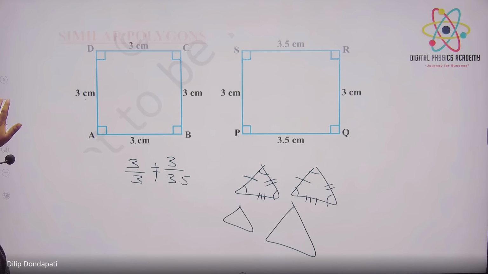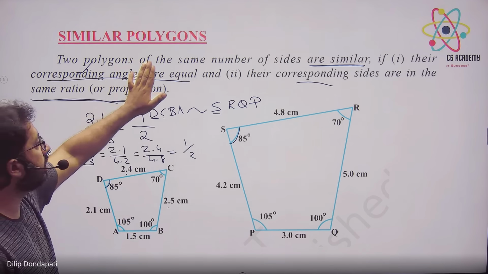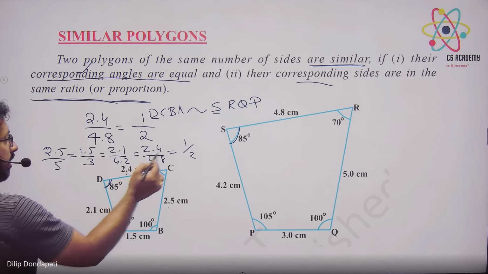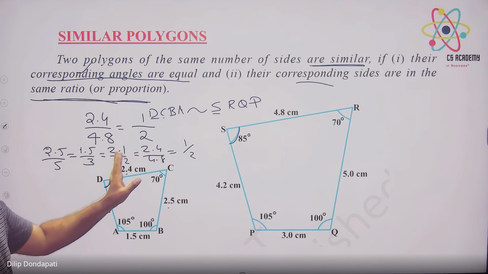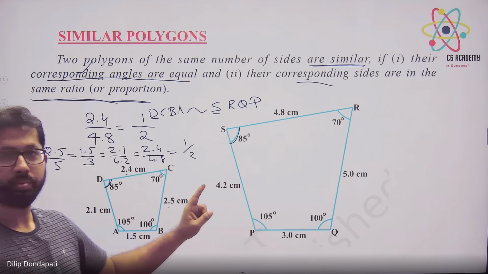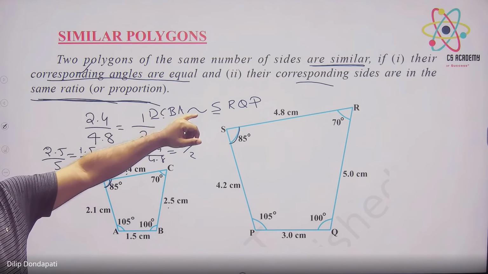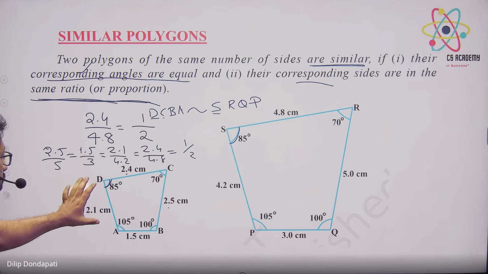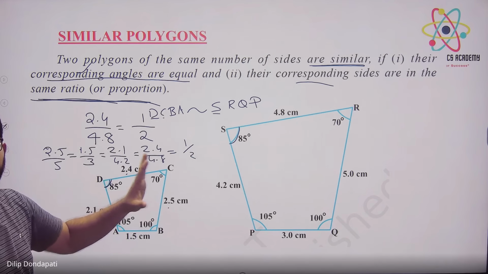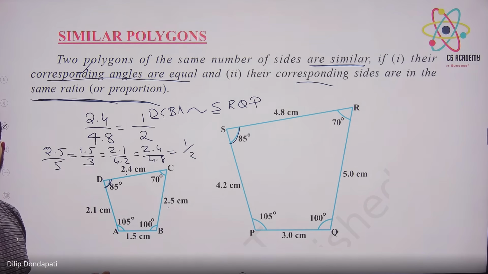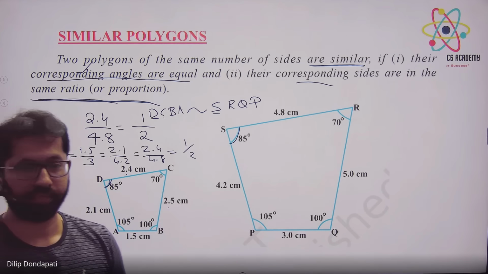देखो, two polygons of the same number of sides are similar. Condition क्या है? If their corresponding angles are equal. मतलब इसका इसका इसका सबका चेक करो, corresponding angles are equal. That one clear, right? Okay. Second condition, their corresponding sides are in the same proportion. Corresponding sides in the same proportion means you have to divide each corresponding side and check whether the answer is the same for all the sides or not. This by this is equal to this by this is equal to this by this. Then only these two are similar. Otherwise not similar. समझ आ रहा है?